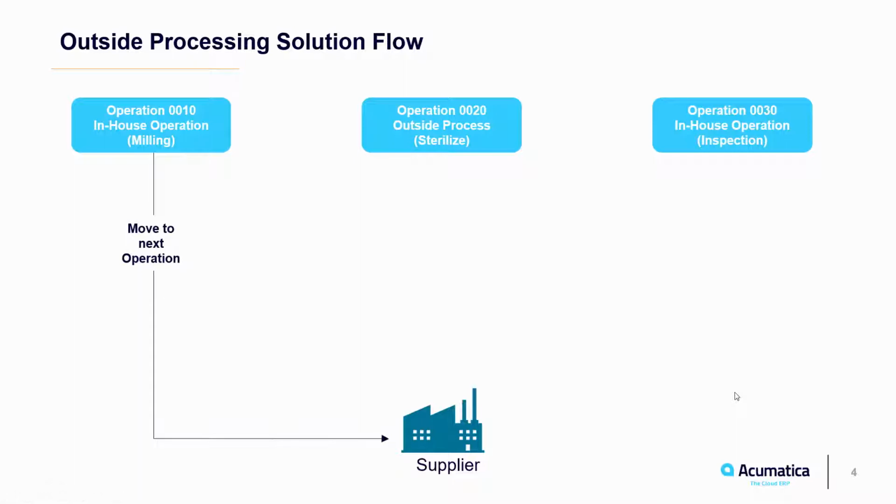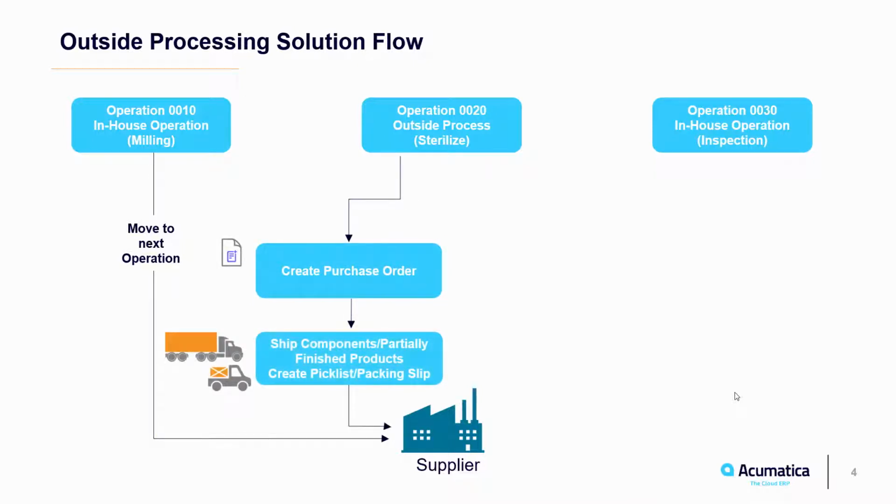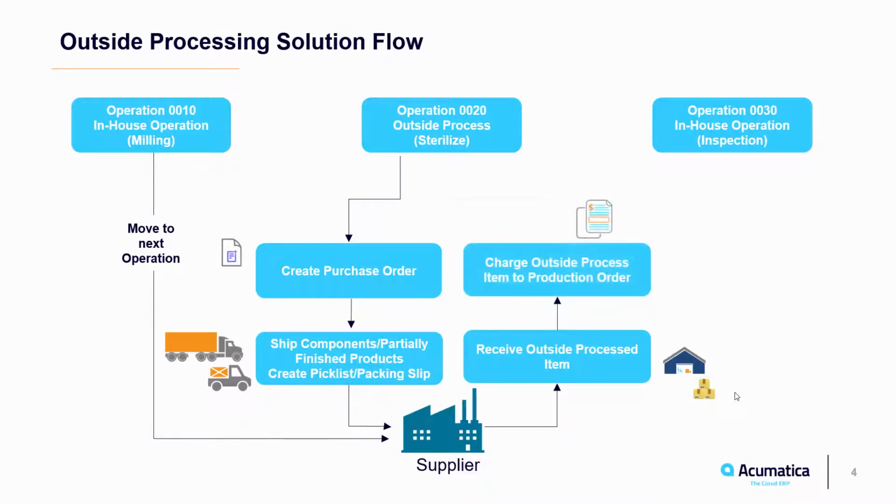For Operation 20, we will need to create a purchase order for the service. Then we will create the pick list and packing slip to ship the milled scalpel to the subcontractor to be packaged and sterilized. Once the subcontractor finishes the service, they will ship the items back, where we will receive the purchase order and charge the service to the production order.